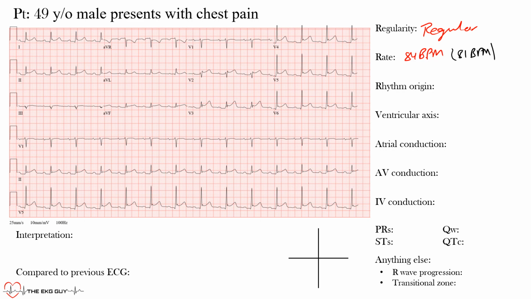Next, we want to find the rhythm origin, meaning, where in the heart is this rhythm originating from? What I want to do first is look at whether there are complexes in which there's one P wave for every QRS that follows a T wave. And we tend to see that.